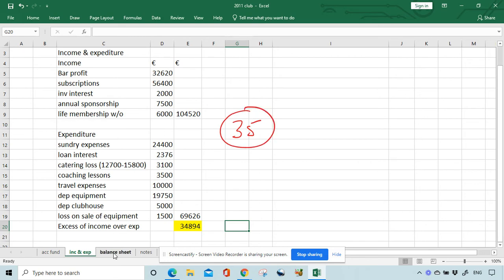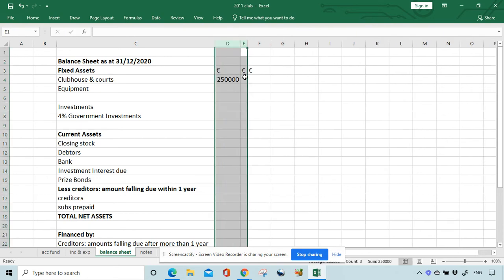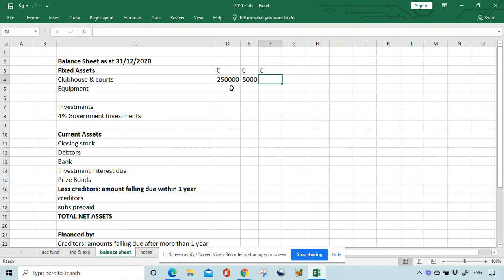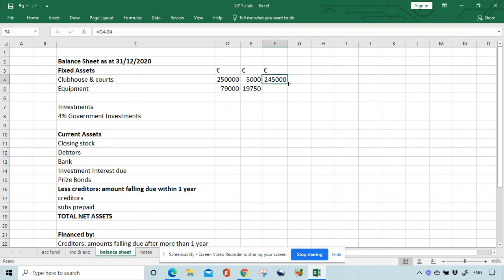Okay, let's go on to the balance sheet. So we have done all the notes we need. We just need to fill in the balance sheet. So we have clubhouse and courts. 250,000 is our clubhouse and courts. Then we have 5,000 depreciation, which gives us 245. Equipment, likewise, we have 79,000 worth of equipment. We have 19,750 depreciation, gives us 59,250.